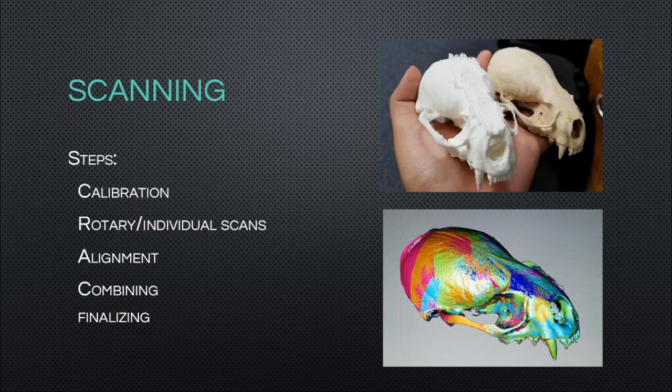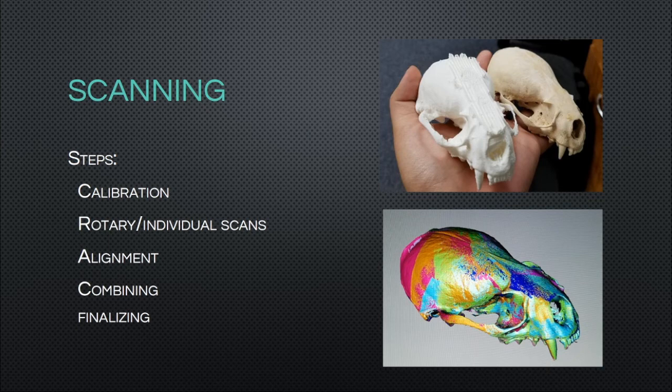After we got all the bones cleaned, it was time to scan them, which is what we did. There were 5 steps. Basically, first you have to calibrate the scanner, which ensures that we got the most accurate representation we could. Next we had either rotary or individual scans, and the rotary scan basically took a 360-degree scan of the object that we were scanning first, which you can see was the skull.